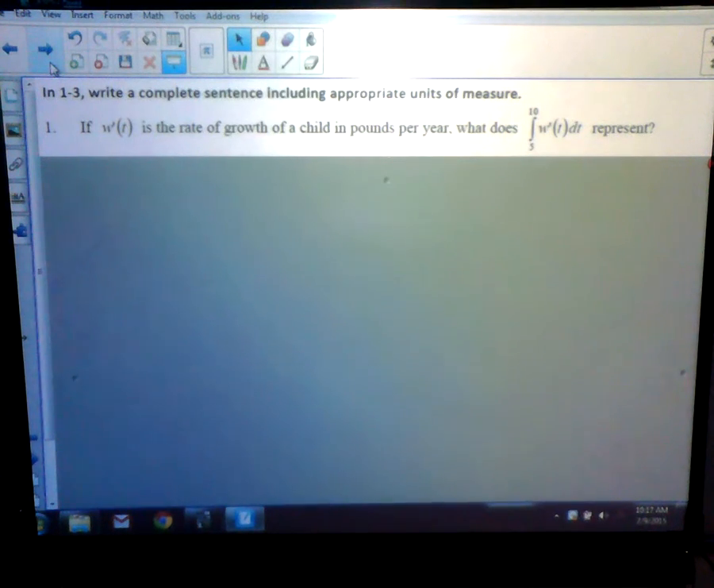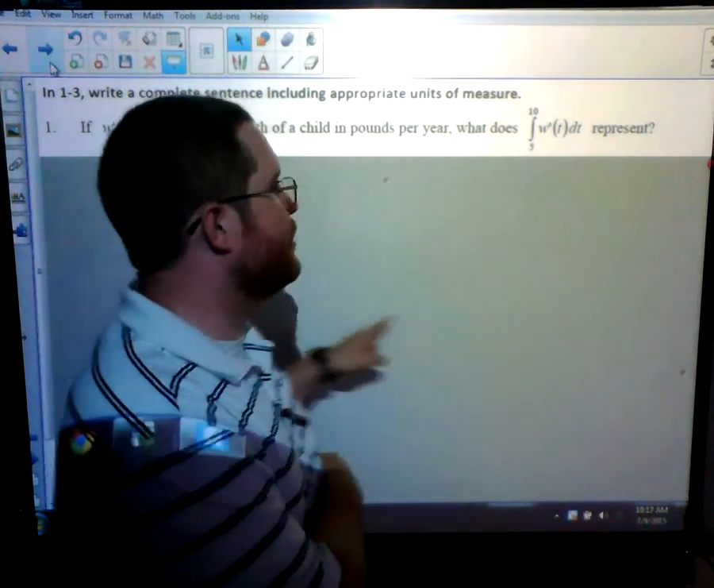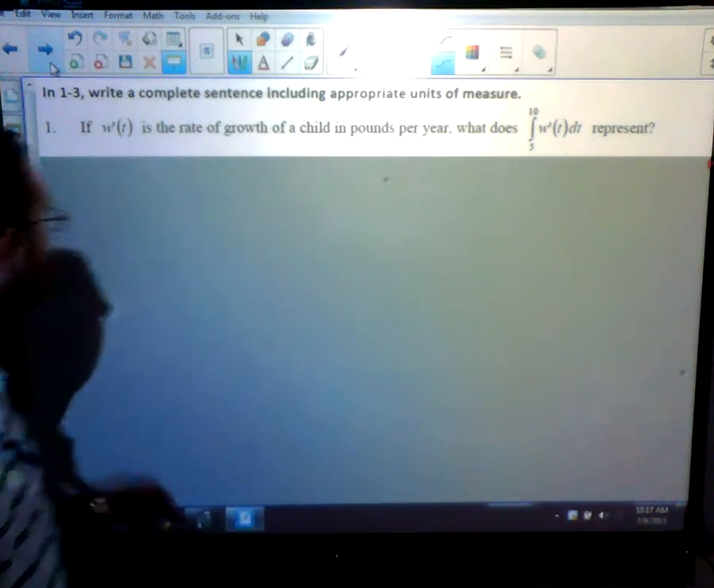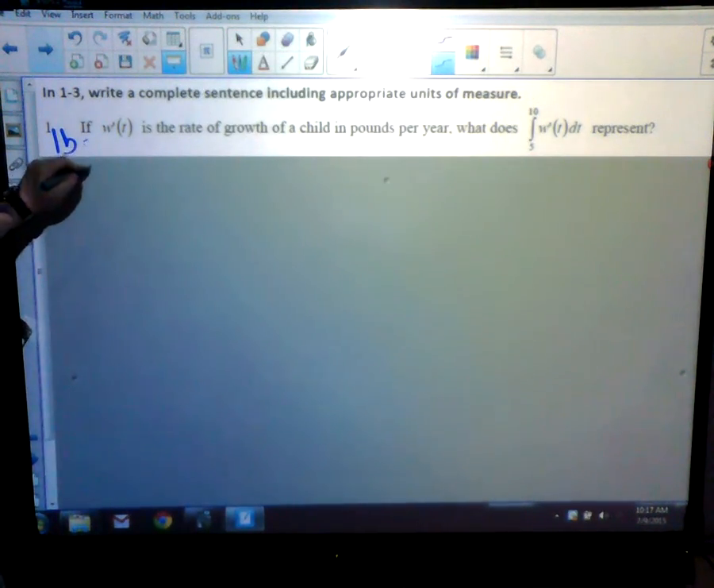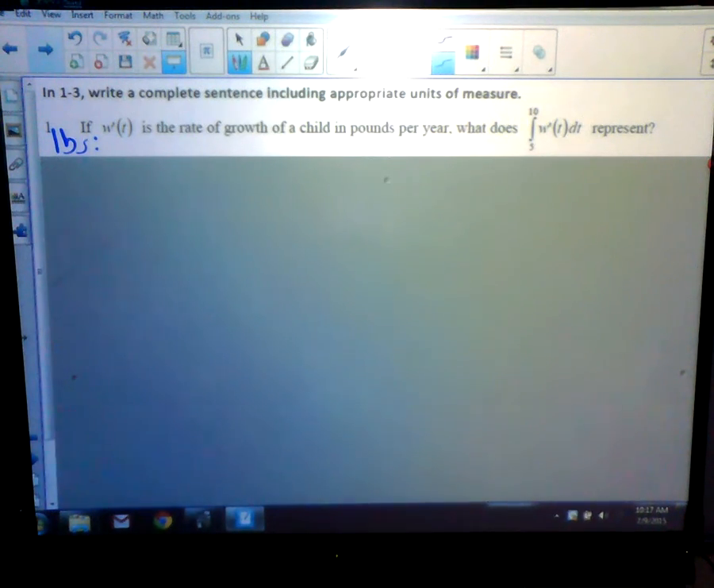Let's use some more conceptual problems. We're just going to write what this means. If W prime is the rate of growth of a child in pounds per year, what does this represent? Well, if we integrate pounds per year, then I know we're at pounds. That gives you a good starting point. You know what the answer is? It's pounds.